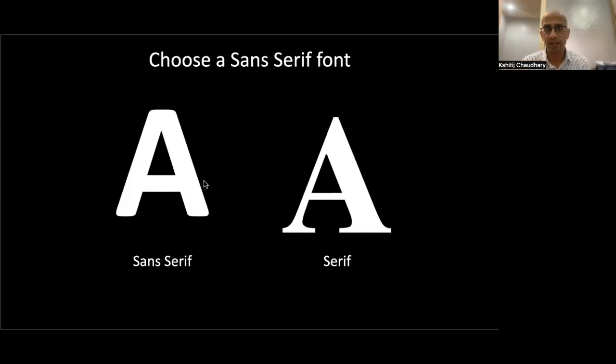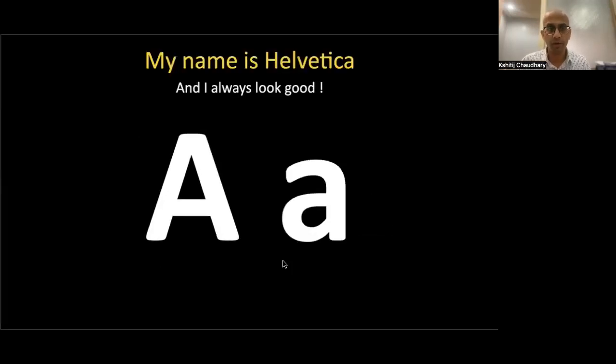Always choose a sans serif font. A sans serif font is a font which doesn't have those expansions at the end of the lettering. And this is because it is easier to read a sans serif font. Always use a very simple font, and a common one is Helvetica. It always looks good. It is a standard default font.